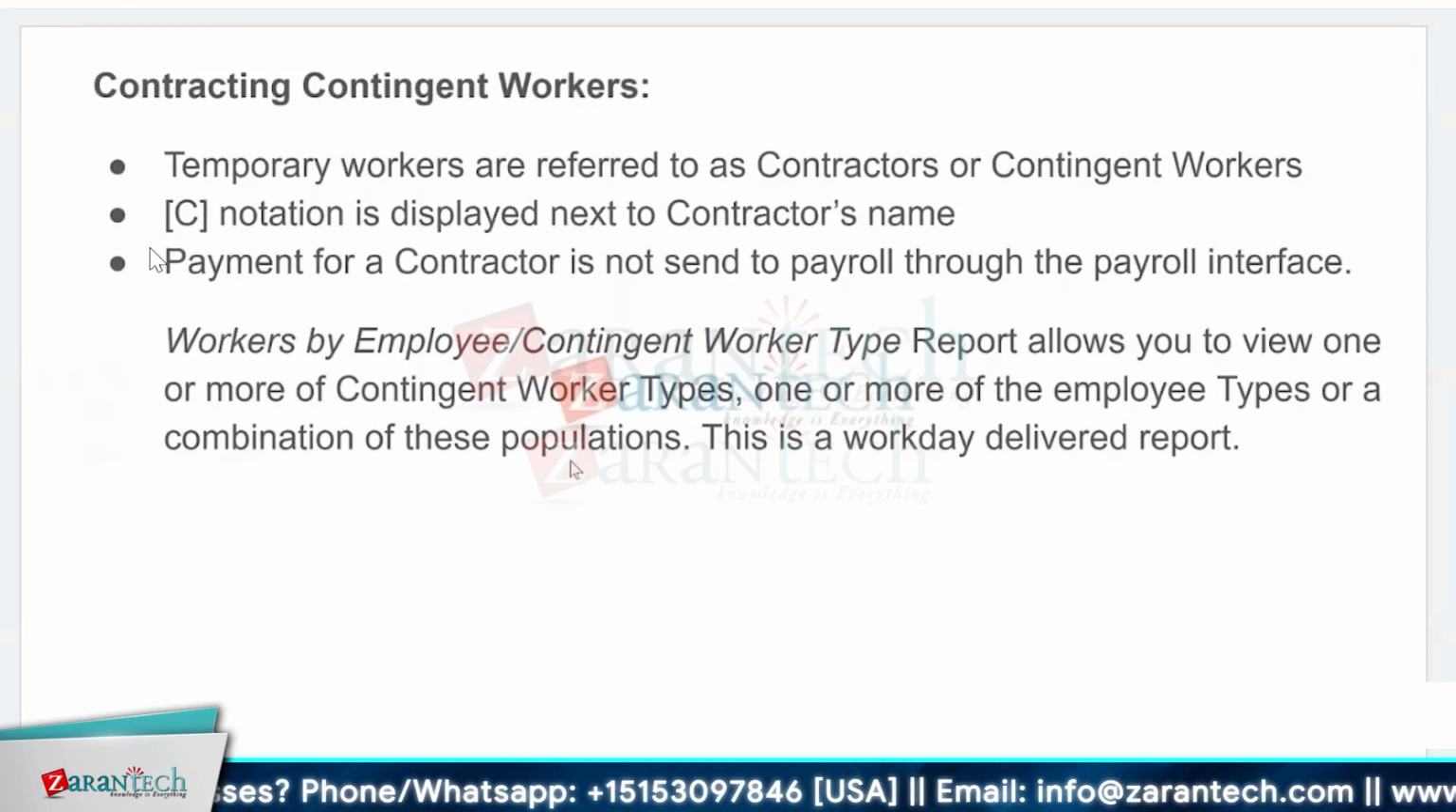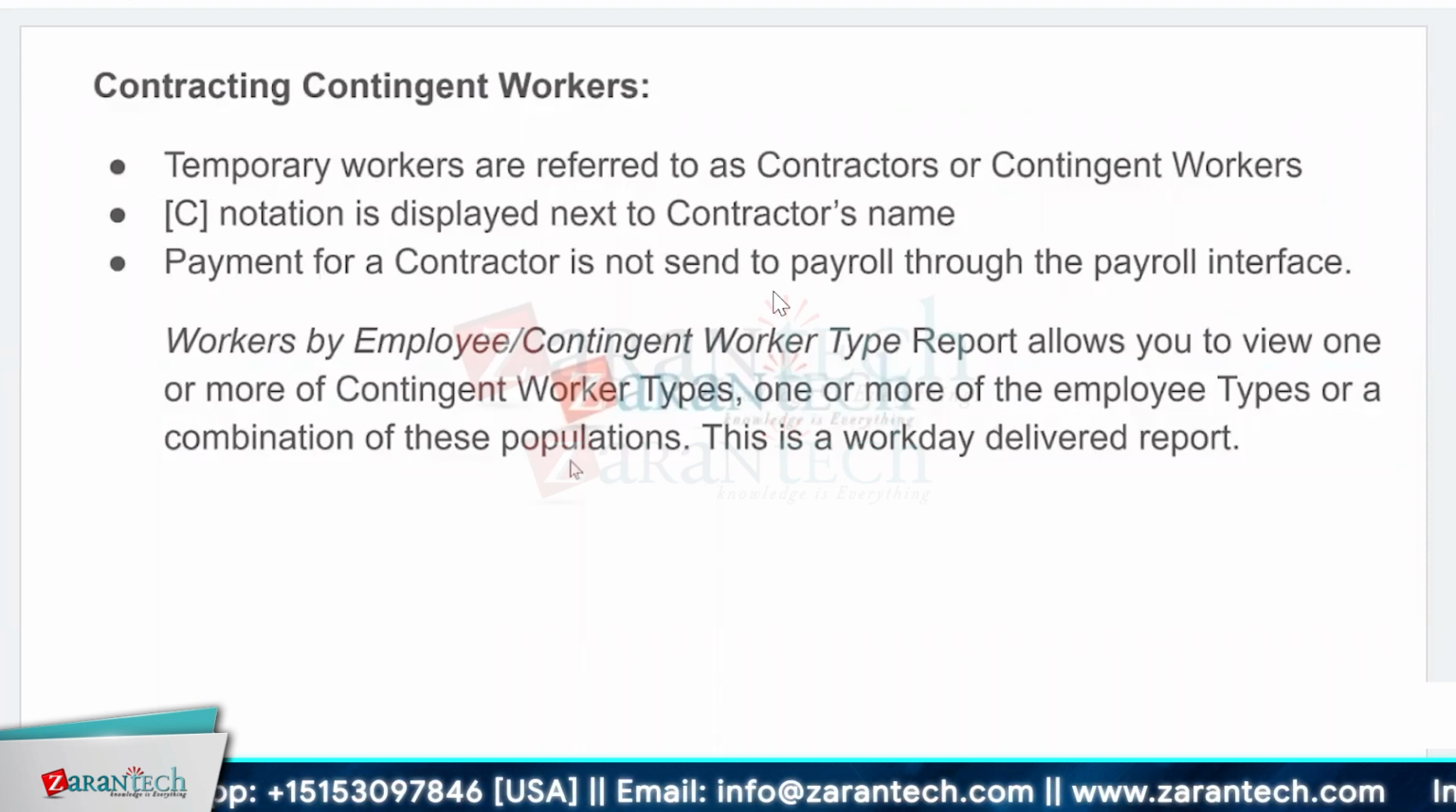contingent worker. The way you can do that is it's signified at the end of their name. I don't know if we've seen that, but we'll look at it in the tenant. There's a C after the contractor's name. In Workday we just call them contingent workers, but these temporary workers are referred to as contractors as well. And the biggest thing, and I know we don't really talk about payroll as much in this specific module, is that payment for a contractor is not sent through payroll. They go through the payroll interface and then are sent to whatever third party.